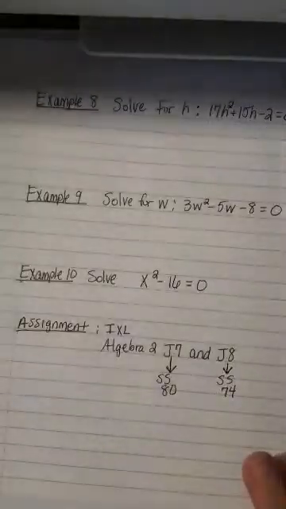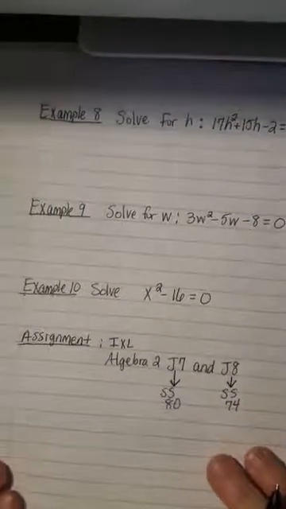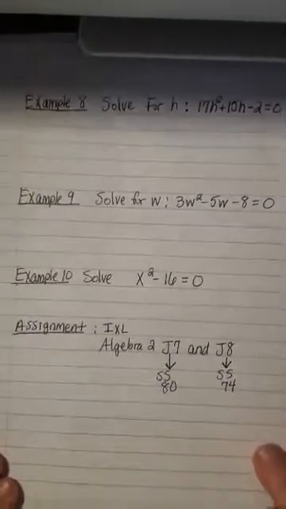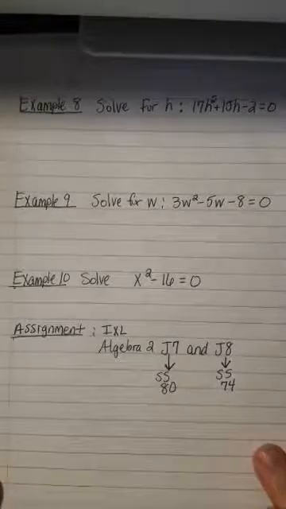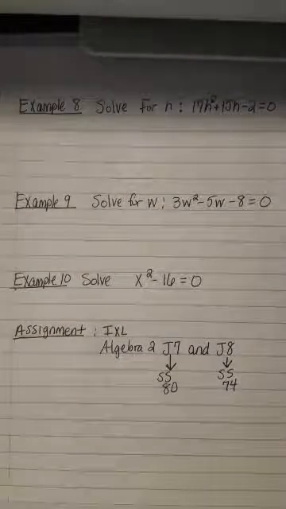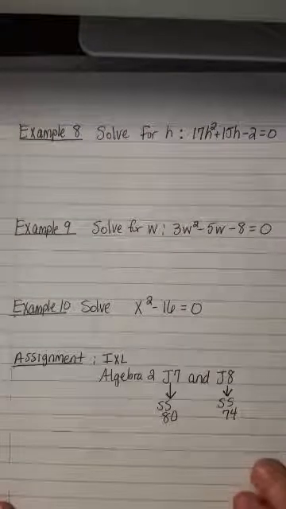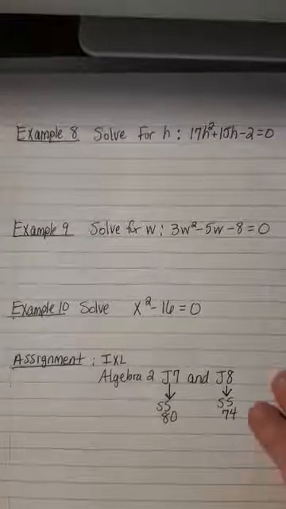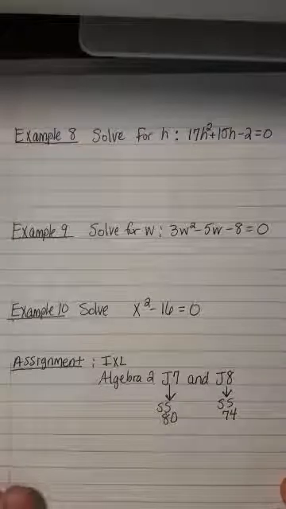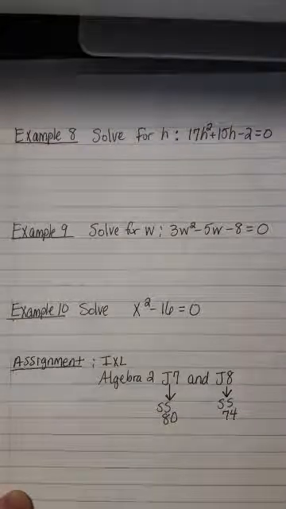Let's move on to example 8. Let me see if that's straight. I don't like writing on crooked paper. All right, there we go. I think that's straight. Example 8.